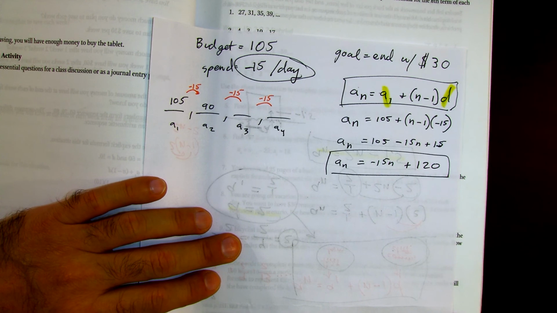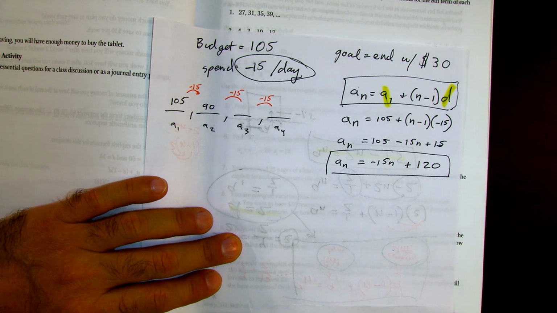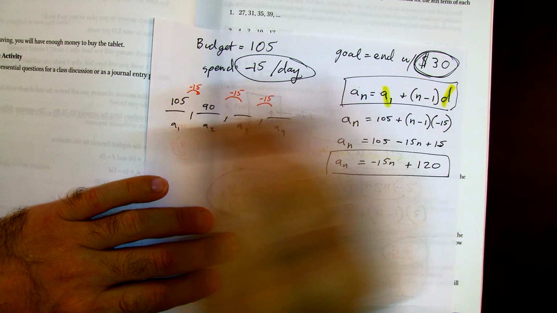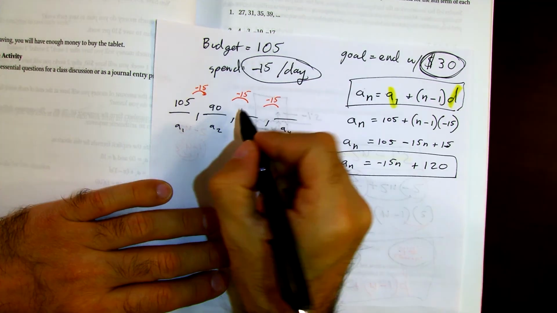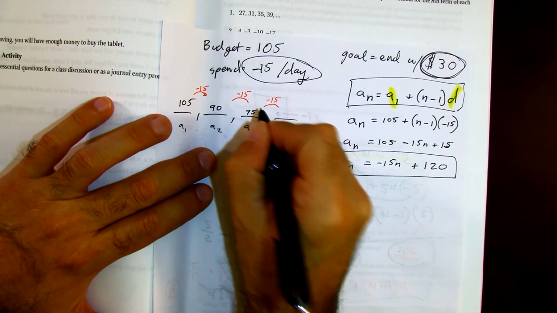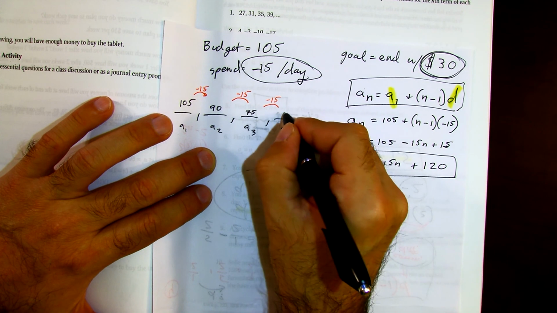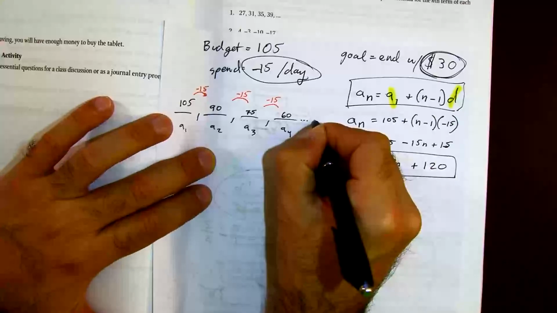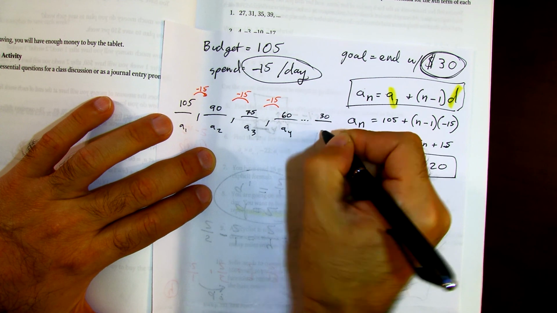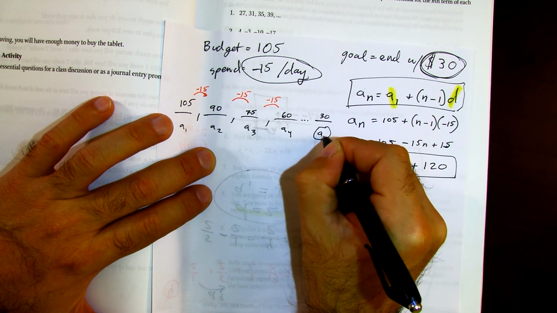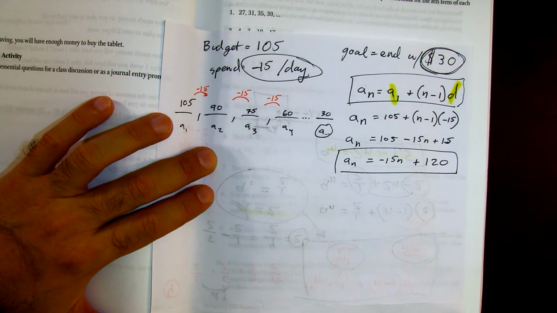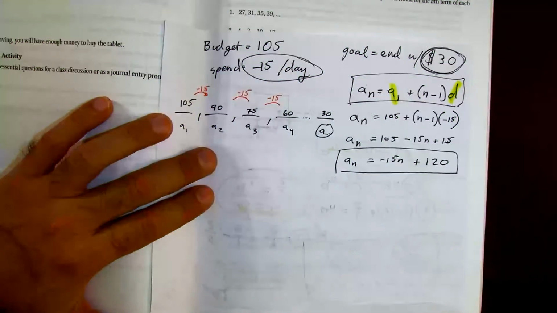The next thing we need to think about is, how many days can I stay on vacation if I want to end with $30? Because you could see we'd subtract another 15, we get 75. We'd subtract another 15, we get 60. How many more till we end up with 30? What is this going to be right here? A sub what? Because we're trying to figure out how many days to get $30 left.